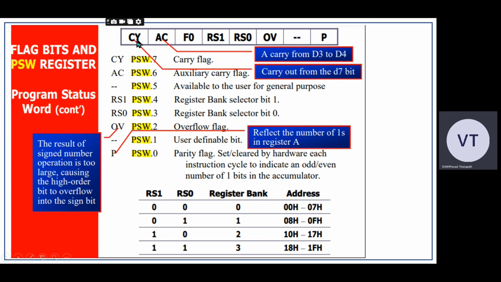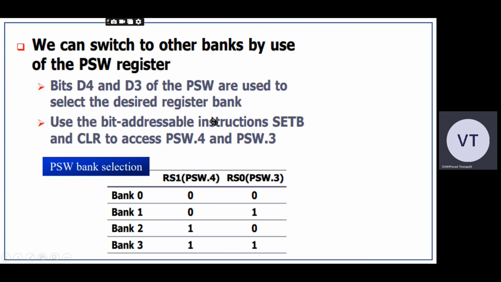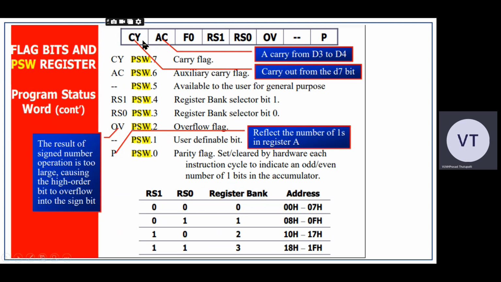Carry flag, auxiliary carry flag. This is the position of carry flag, auxiliary carry flag, RS1 and RS0, overflow and parity flag. If you perform any arithmetic and logical operation, this particular PSW register will be affected. We will see the details of how to switch from one register bank to another using RS0 and RS1. What is this carry flag? When will it be set? When will this auxiliary carry flag be set? What is this F0 and what are these two lines? Or what is the overflow flag? In the next video.